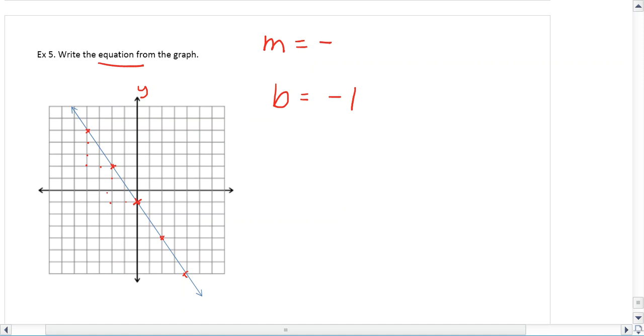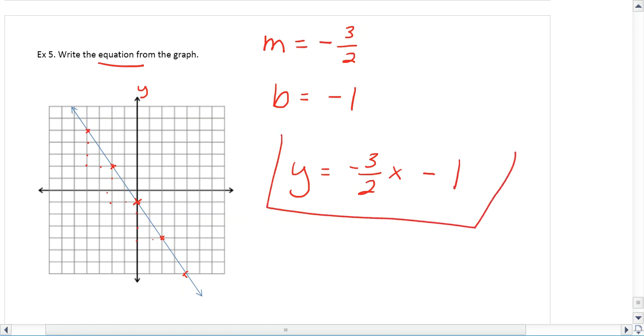Make sure you count several times to make sure you have the pattern correctly. Down 1, 2, 3 and over 2. So it looks like my slope is a -3/2. Again, don't stop there. Finish the problem. Write your y equals, the m is -3/2, and the y-intercept is -1. So there we have the equation of the line from that graph.